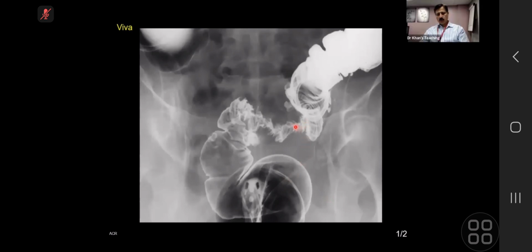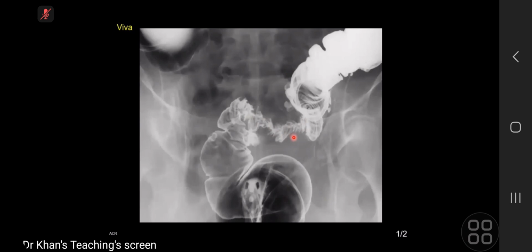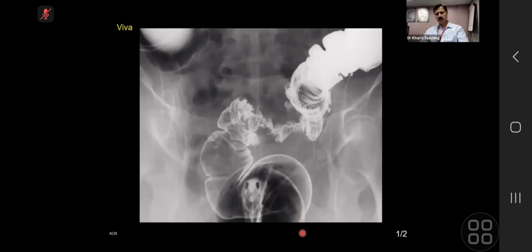Now, this mucosa where I am pointing out, you can see the mucosa going up and down, up and down. You have also said that I could not see, I think you mentioned apple core, but you could not see any mucosal destruction. Now, do you agree that there is no mucosal destruction? Yeah, there's no mucosal destruction.